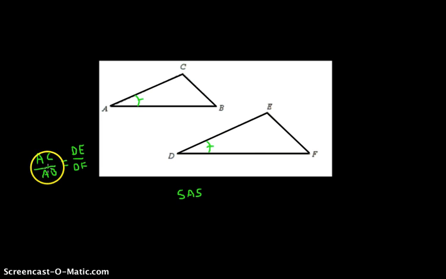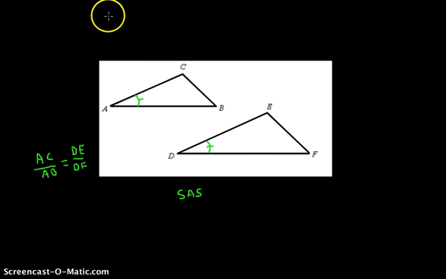So if we have the ratio of AC over AB, if that ratio right there is the same as the ratio of DE over DF, and the angle in between those two lines on each triangle is equal, then the two triangles are similar.